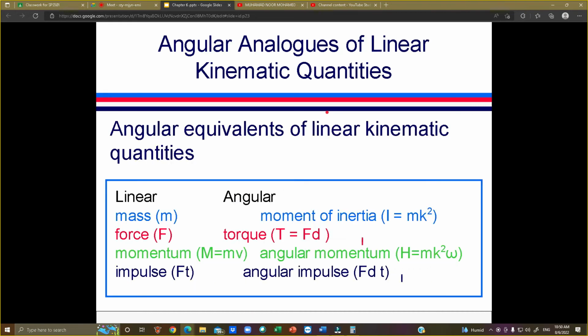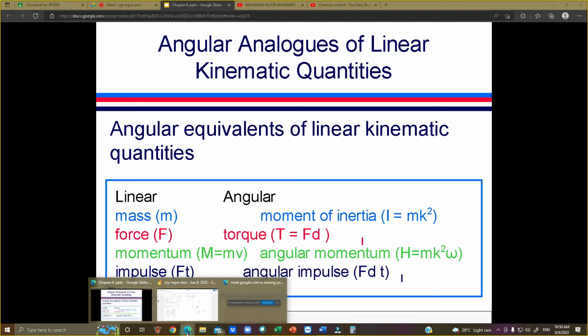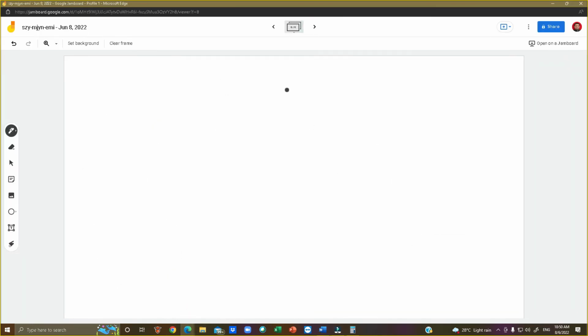Okay. Alright, I'm going to give you an example of impulse. Ini perumpamaan ya. So we have mass, we have movement of inertia, we have force, we have torque, we have momentum, we have angular momentum, and finally we have impulse, we have angular impulse. Ini adalah perumpamaan dia dalam bentuk linear, dalam bentuk angular. Okay, now let's take one. Alright, I think some of these question we have already discussed, but it's okay. Let's discuss it a bit again.